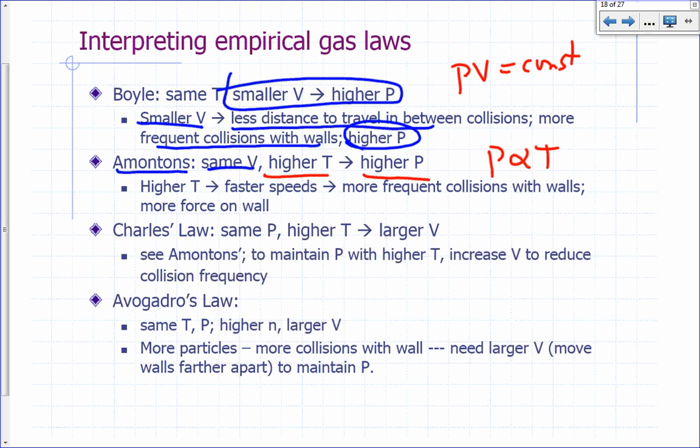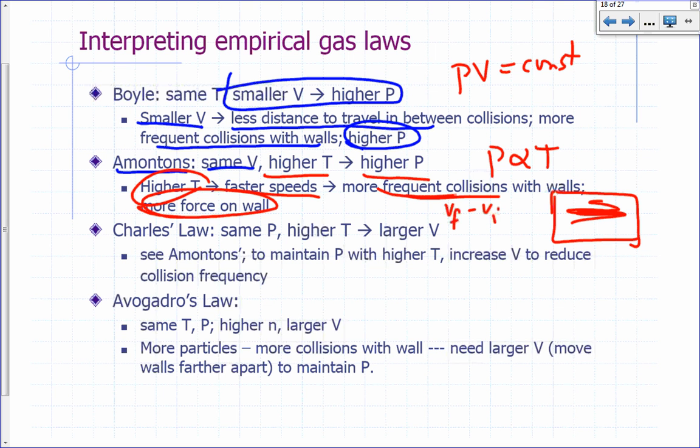Well, how do we explain that? If you look at a fixed volume, if you have higher temperature, you're going to have faster speed. Faster speed then would mean more frequent collisions with the walls, and because the acceleration will also be larger, because you have v final minus v initial, the magnitude of the velocities would be larger, you're going to have more force exerted on the wall. Not only are you going to have more frequent collisions with the walls, each collision is going to exert a stronger force on the wall that would lead to higher pressure.